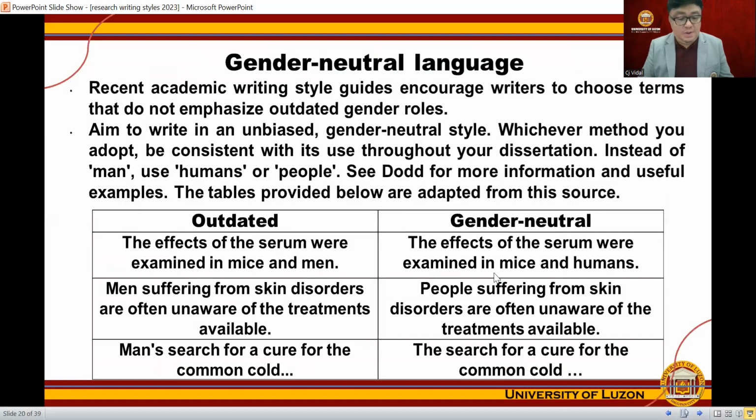Now we proceed to gender neutral language. Gender neutral language.